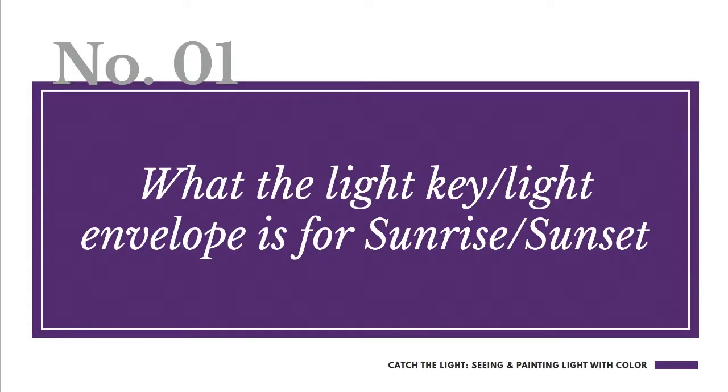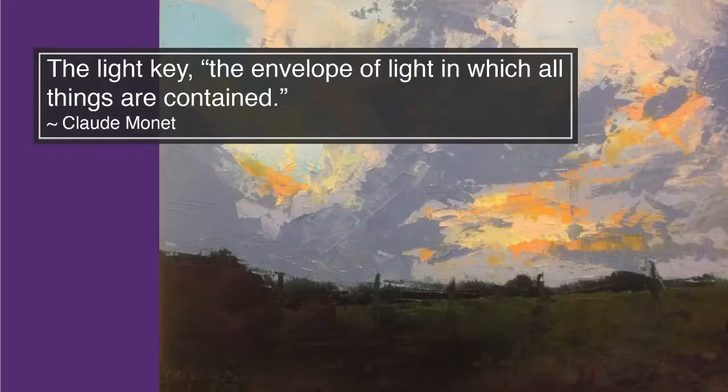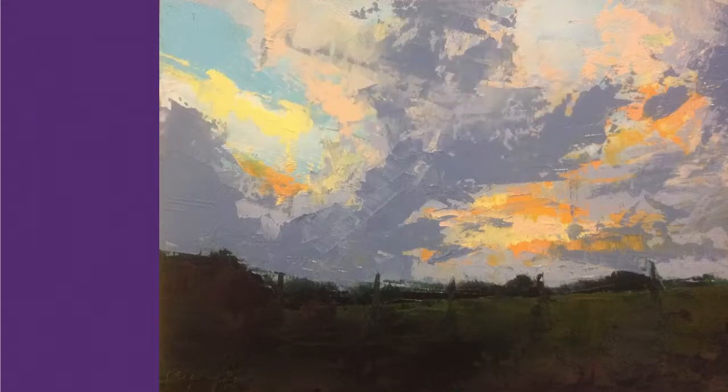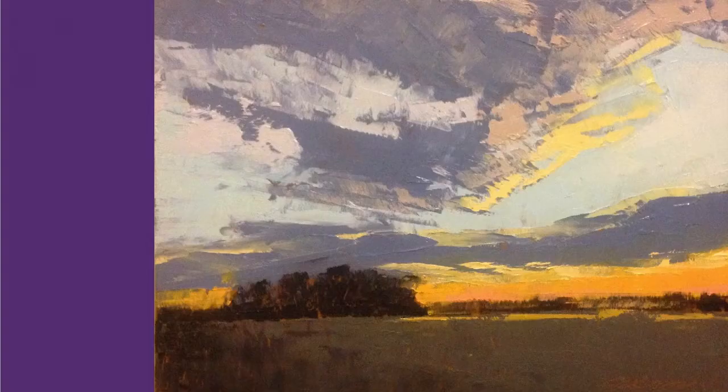So let's dive right into what that light key or light envelope is for this time of day. And remember that the light key is the envelope of light in which all things are contained. So it is the container for the light that is going to affect the color. So in this sunset image, you're seeing the light at an extremely low angle, and you notice that the foreground becomes very, very low in contrast, and then the sky becomes very strong in contrast.